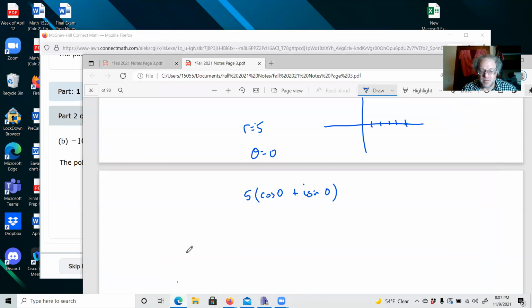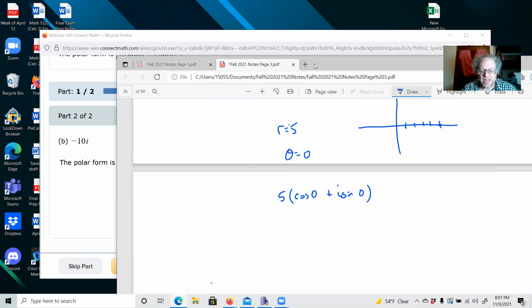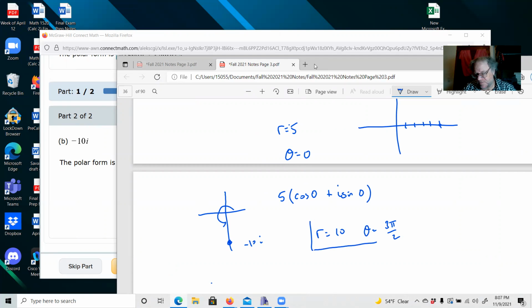Okay. We have negative 10i. Okay, so let's graph this. This is down here, right? It's negative 10i. So it's really, the r is equal to 10, but what's my angle here? Angle is equal to 3 pi over 2. So we're going to let this part take care of the negative. We are not touching it.